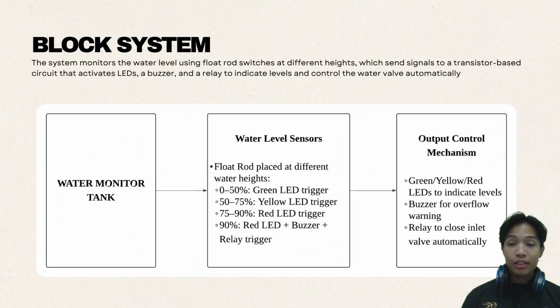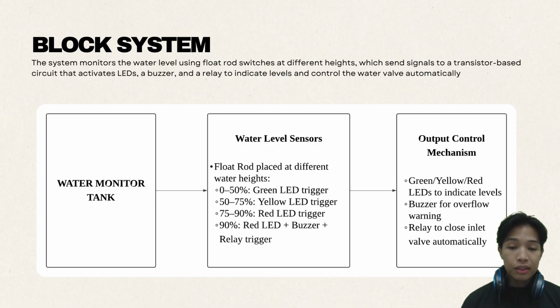Thank you, Axel. So now I would like to present on the block system. The system monitors the water level using a float rod, which switches at different heights depending on the water level. It will send a signal to the transistor base circuit that activates the LED, the buzzer, and a relay to indicate the level and control the water valve automatically. So this is the block system.